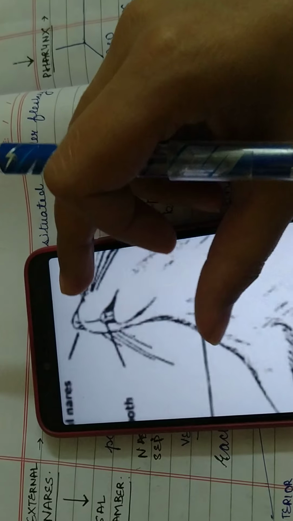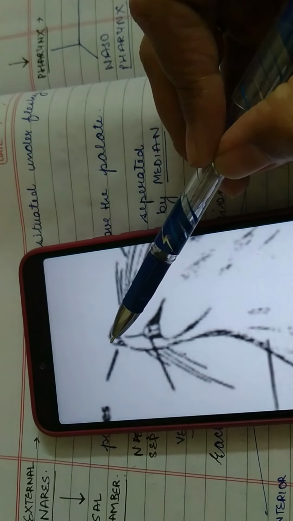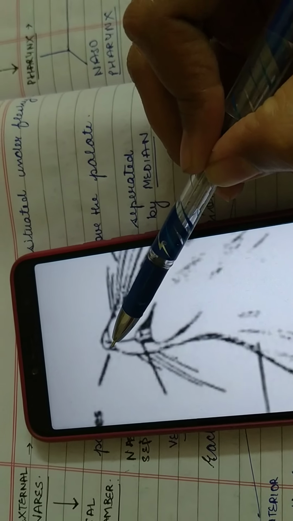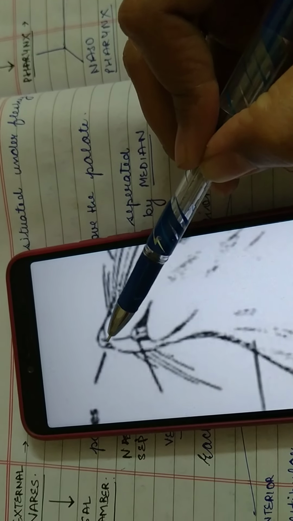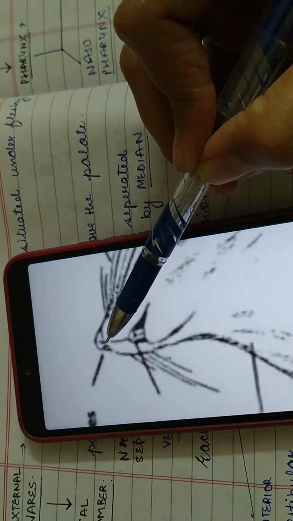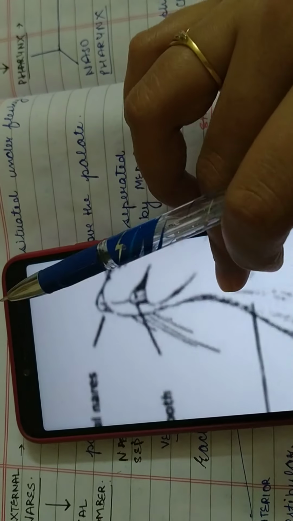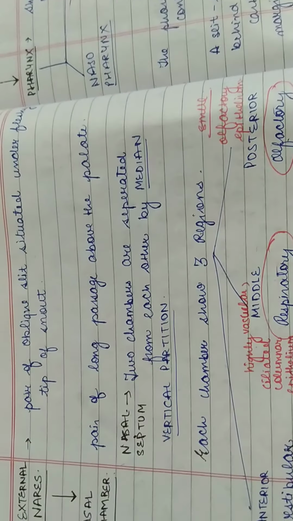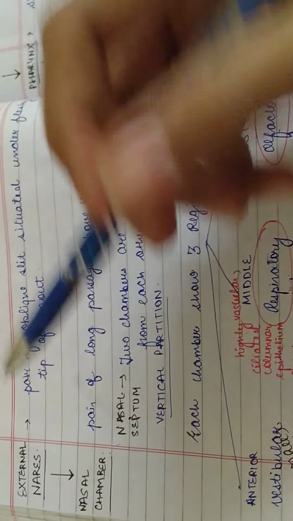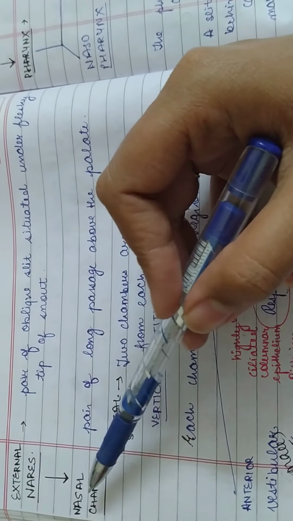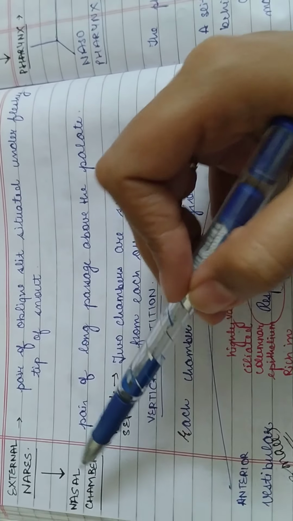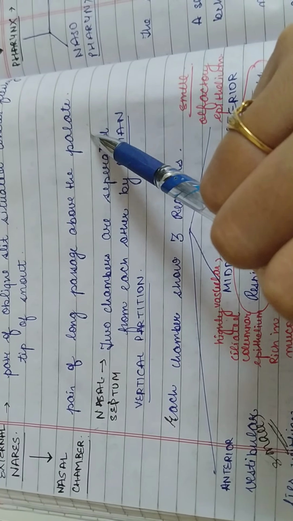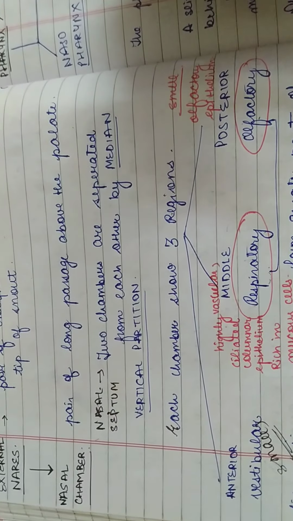If we are seeing this, this triangular region is the snout, and we are able to see there are two oblique slits present below the snout, and they are known as the external nares, from which the respiratory tract starts. Hence, external nares lead to the nasal chamber. Nasal chamber is a pair of long passages above the palate, we can say above the buccal cavity.